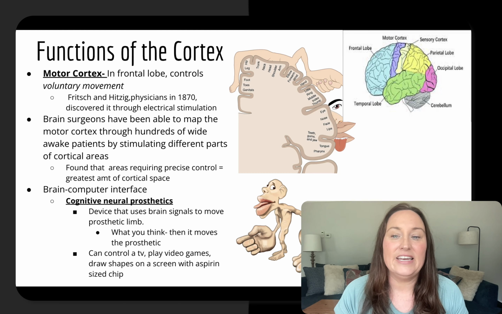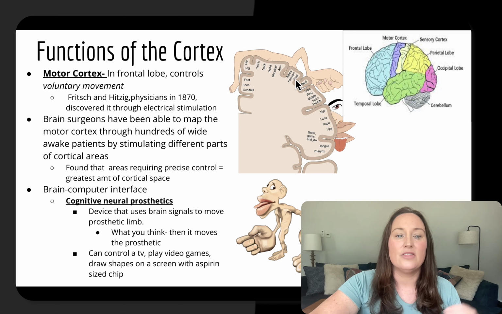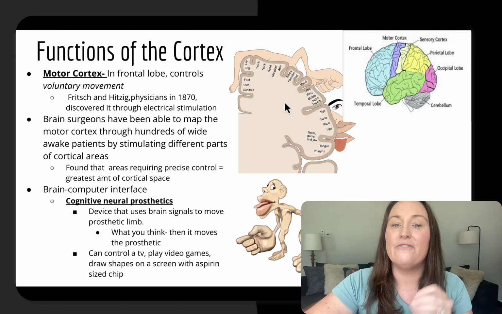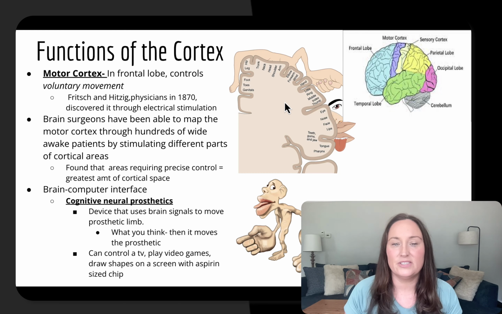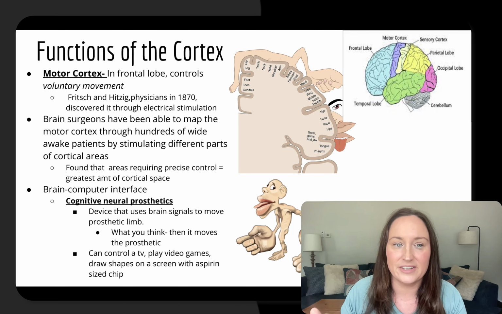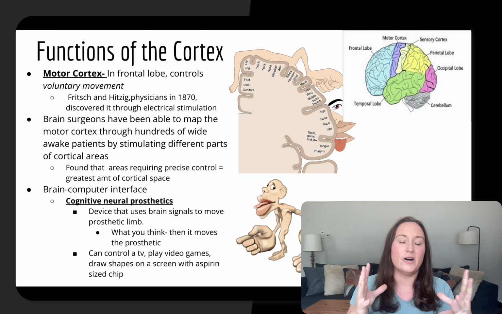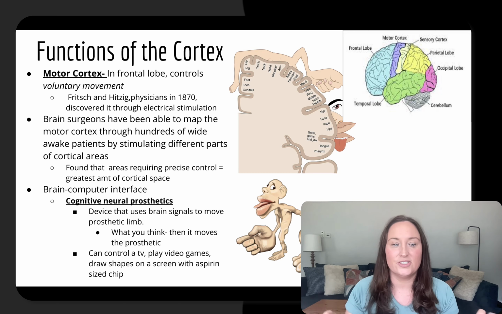So in the frontal lobe, but towards the back, so near the parietal, we have the motor cortex. The motor cortex controls voluntary movement. Does this work in coordination with the cerebellum? Of course, your whole brain is working together when you're doing lots of things. But the motor cortex is responsible for those voluntary movements that you are in conscious awareness of.